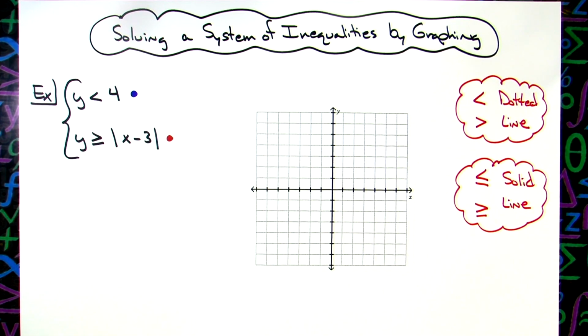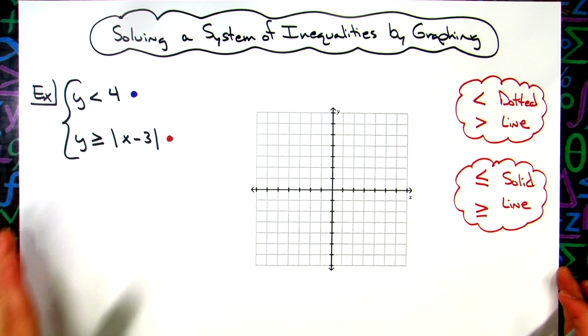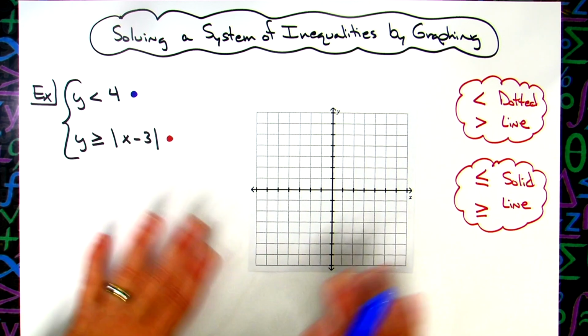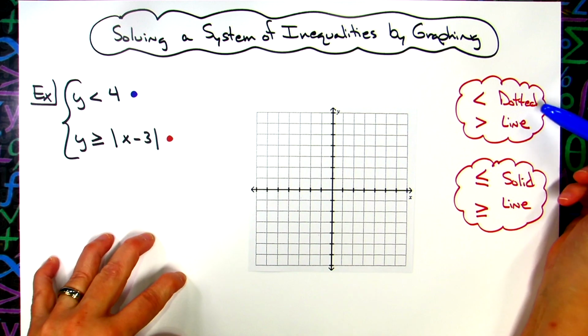In this video, we're going to be solving a system of inequalities by graphing. We've got a couple inequalities here. I'm going to graph them and color coordinate them so that we can see easily on the graph which one is which. I also have made notes over here.